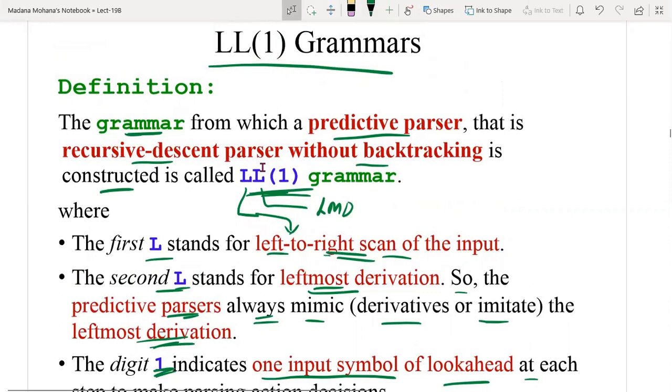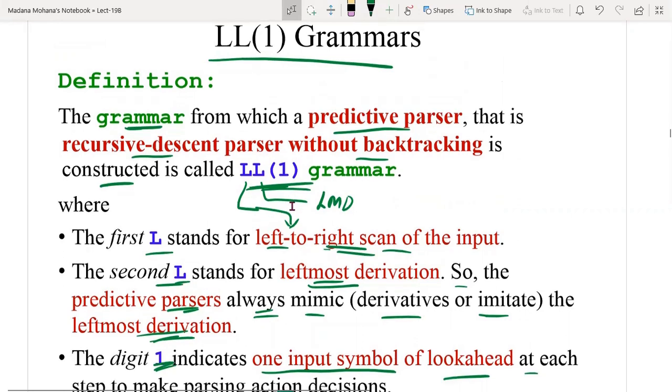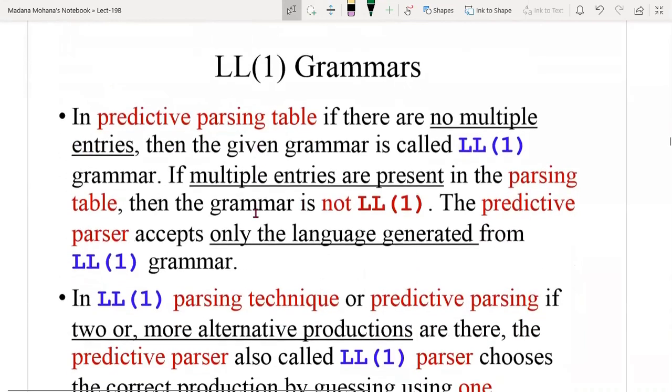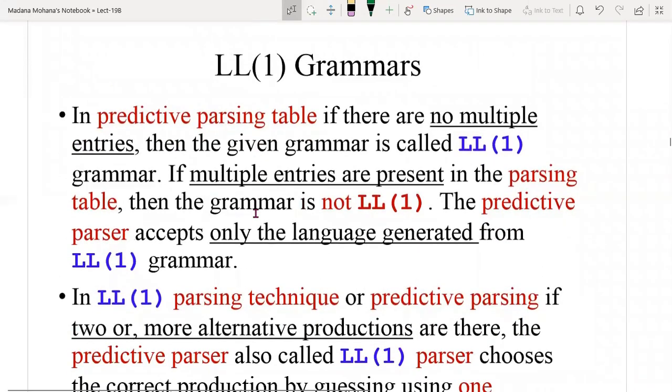The first L stands for left to right scanning of the input. The second L stands for leftmost derivation. Then the digit 1 indicates one input symbol of look ahead, which is used to make parsing action decisions during parsing. Now, by comparing with the predictive parser, see how an LL1 grammar is identified. In the predictive parsing table, if there are no multiple entries in any entry of the table, then the grammar is said to be an LL1 grammar.